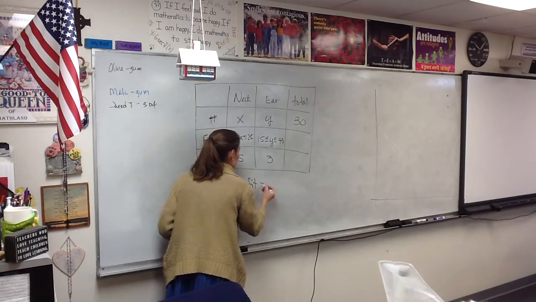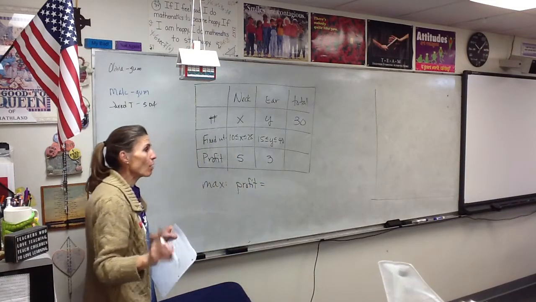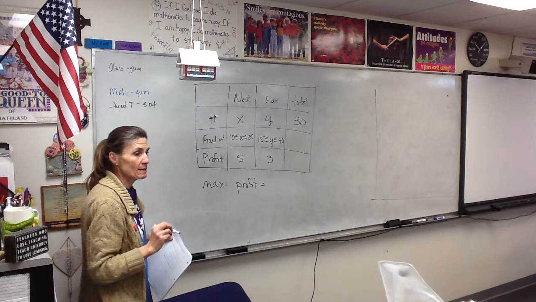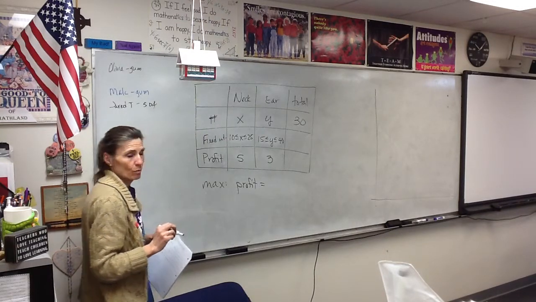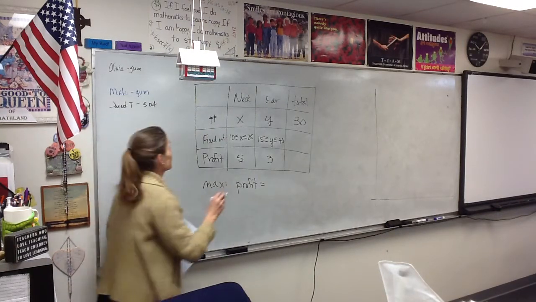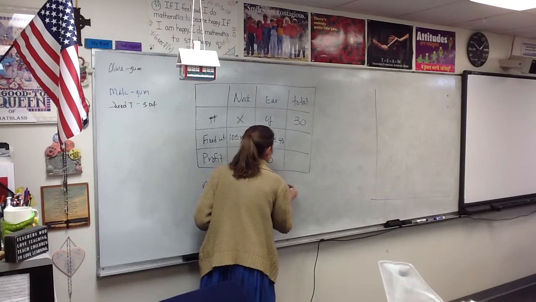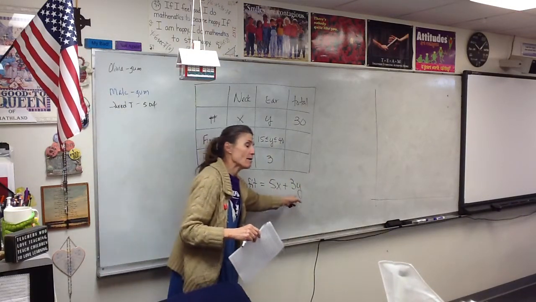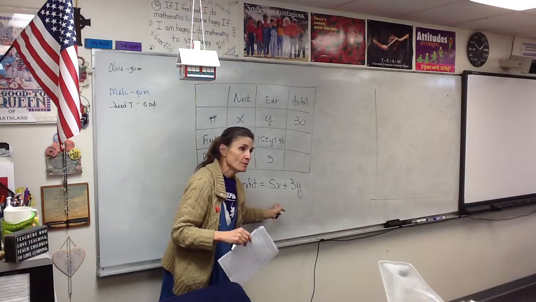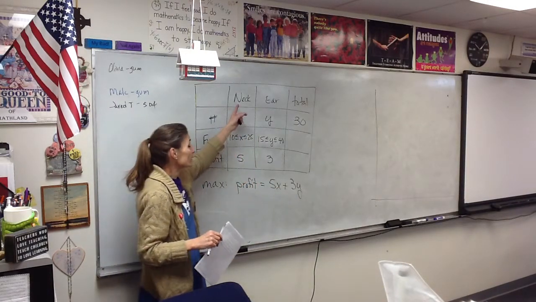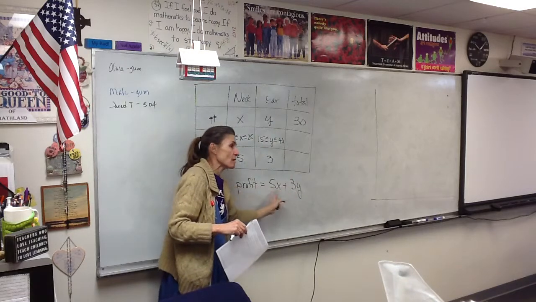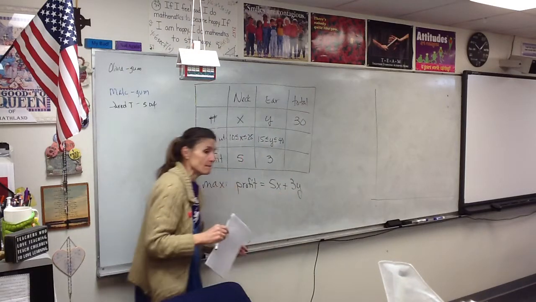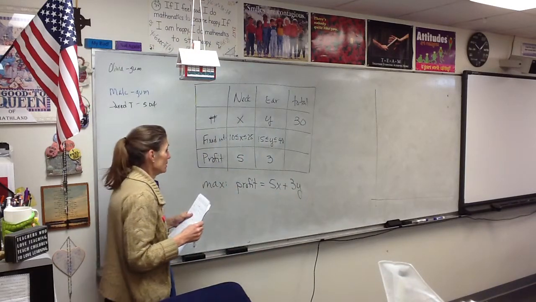Can I go up to the board and do this? What is my profit equation going to be? x plus y equals 30. No, profit? 5x plus 3y. This is how she's going to figure out how much money she makes. When we know how many necklaces we have and how many earrings we have, we can figure out how much money.